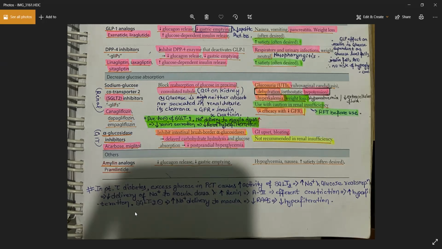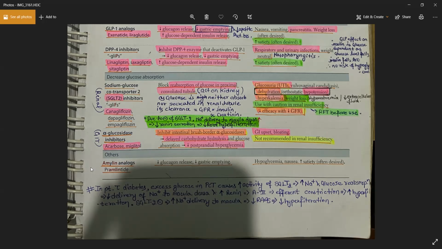Yes. Then some other drugs like the amylin analogs, which is pramlintide. Does anyone remember the amylin? It is released by beta cells. And what does it cause in case of type 2 diabetes mellitus? Amyloidosis. Yes, it was amyloidosis, and the secondary name of this amylin is islet amyloid polypeptide, IAPP.